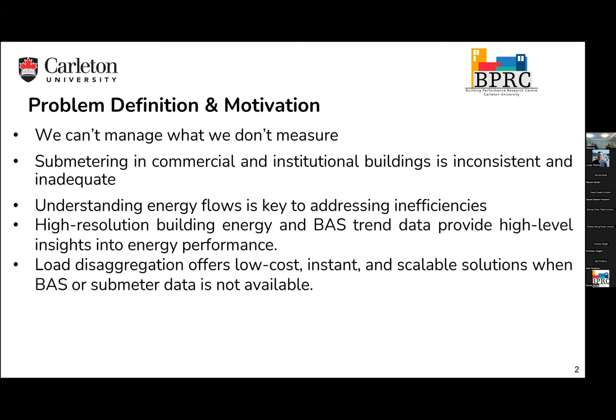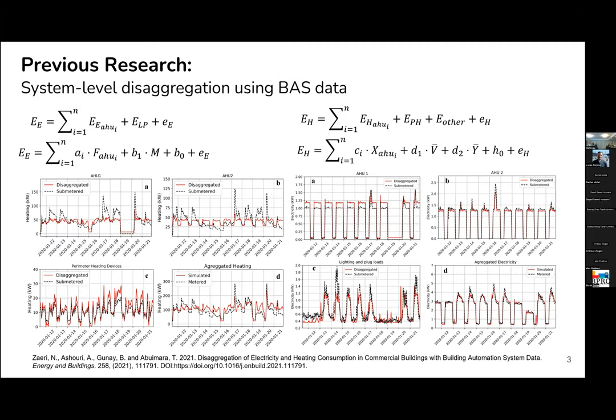So basically, I started talking about the fact that the problem we're looking at is commercial and institutional buildings, and trying to apply load disaggregation in them. The difference from residential buildings is that we typically have trend data, building automation system data, that provides contextual information about the energy consuming equipment, like pump states, fan states, and even, when we talk about the flow of hot water, for example, the valve positions in every terminal unit in many buildings.